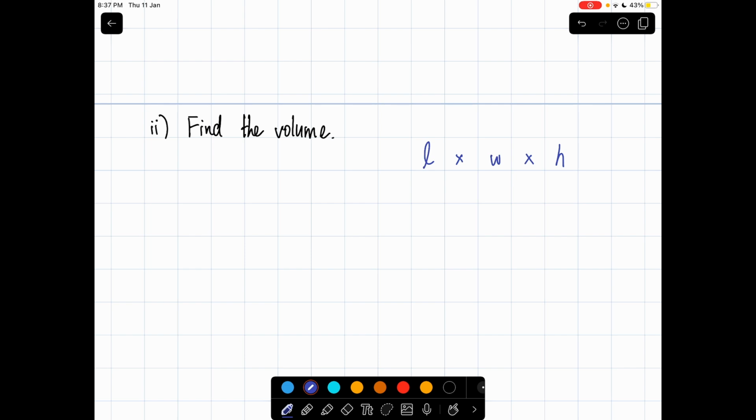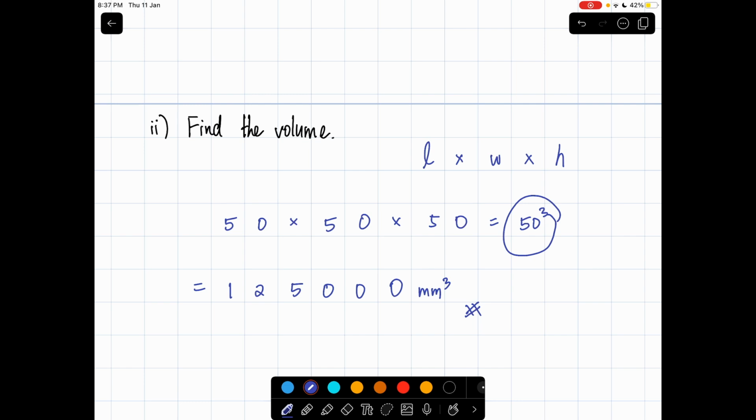Since we know that all of the values for length, width and height are the same, all you have to do is take 50 and times it by itself 3 times. 50 times 50 times 50, you will have 1, 2, 5, and you have 3 zeros, and the unit must be millimeters cubed. Remember, you're finding volume. That's it. As simple as that. This 50 times 50 times 50 can be written in cubic notation, which is 50 cubed. That's it, and we are done. Do you have to write this? It's up to you, it's optional, but it's alright if you don't write it.